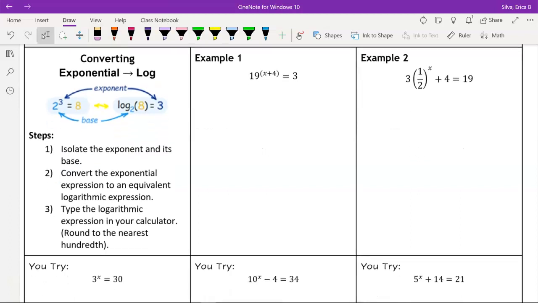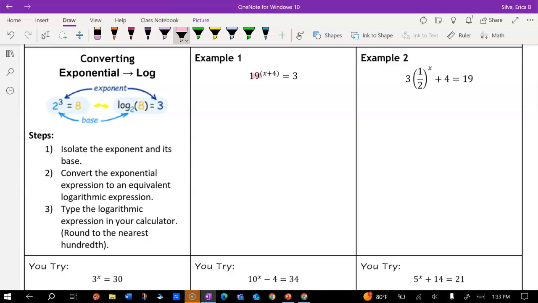We're going to first isolate the exponent and the base, which is the base that has that exponent. It's already isolated, so now we're going to convert it to its log form. So we have log of the base, which is 19, and then we're going to do the switch. We're going to switch the 3 with the expression x plus 4.